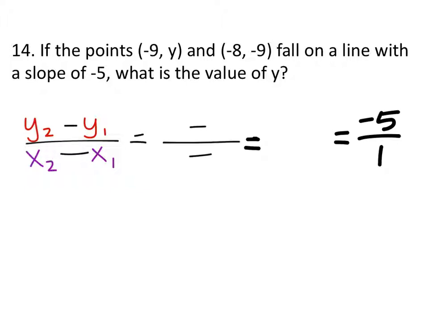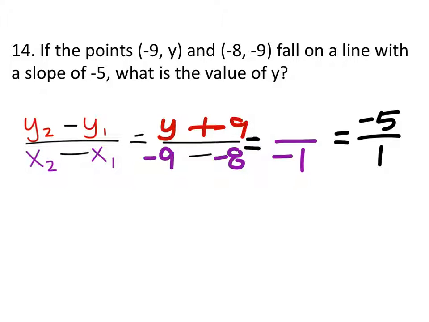So here's what I can see: my y values are y and negative 9. And I'm going to change that to a plus 9, which may be a little bit more specific and helpful for the 5. And the x values, I've got negative 9 and negative 8. Now this would be a negative 1 when I subtract the negative 8 from the negative 9.